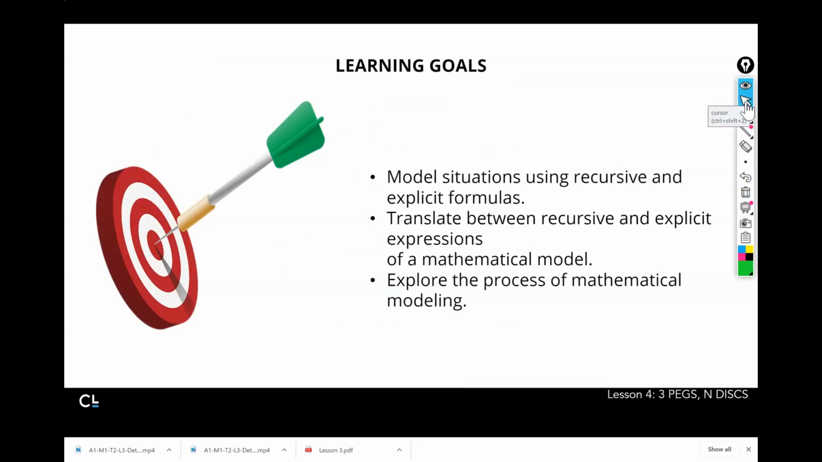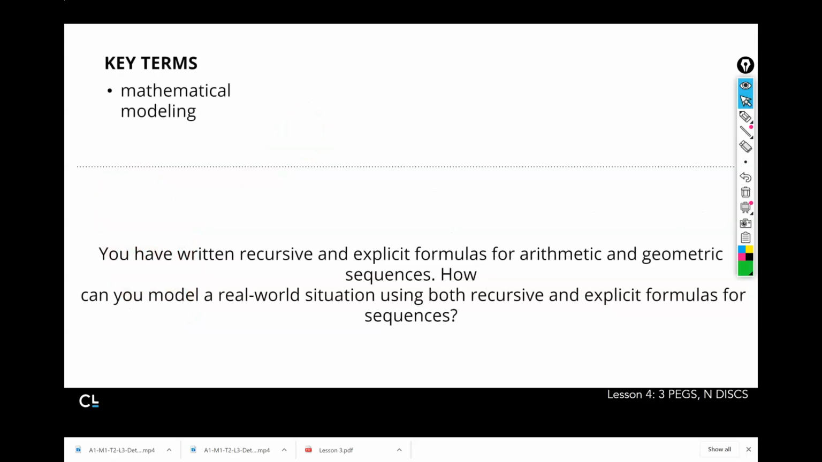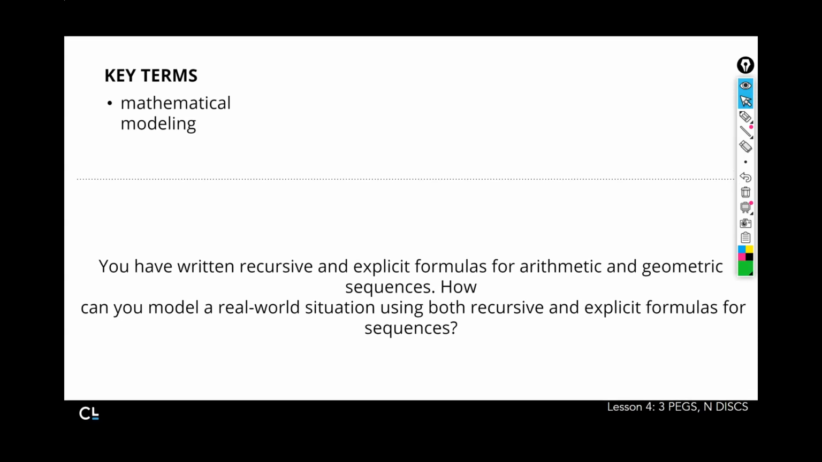Our learning goals: model situations using recursive and explicit formulas, translate between recursive and explicit expressions of a mathematical model, explore the process of mathematical modeling. Key terms: mathematical modeling. If you've written recursive and explicit formulas for arithmetic and geometric sequences, how can you model a real-world situation using both recursive and explicit formulas for sequences?